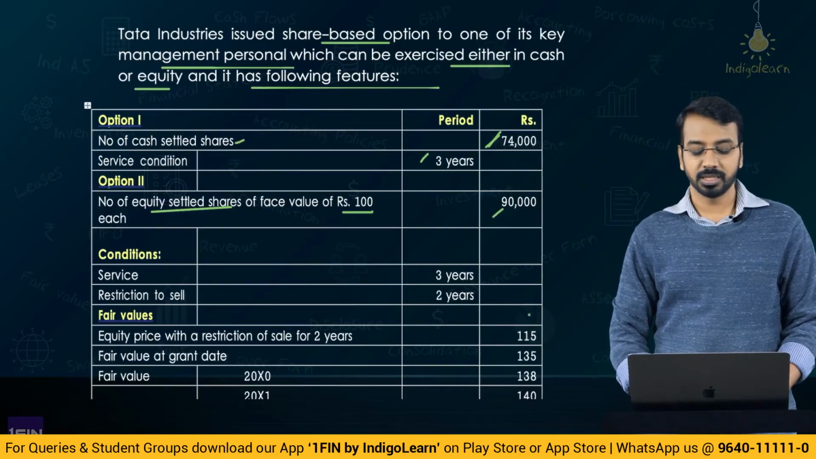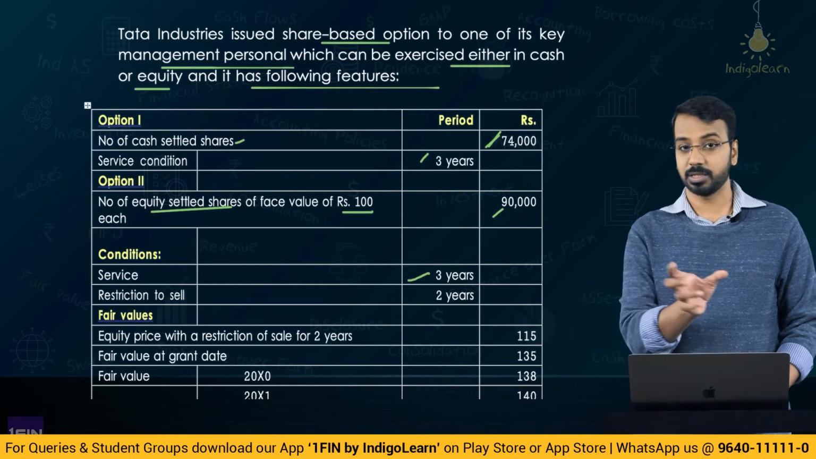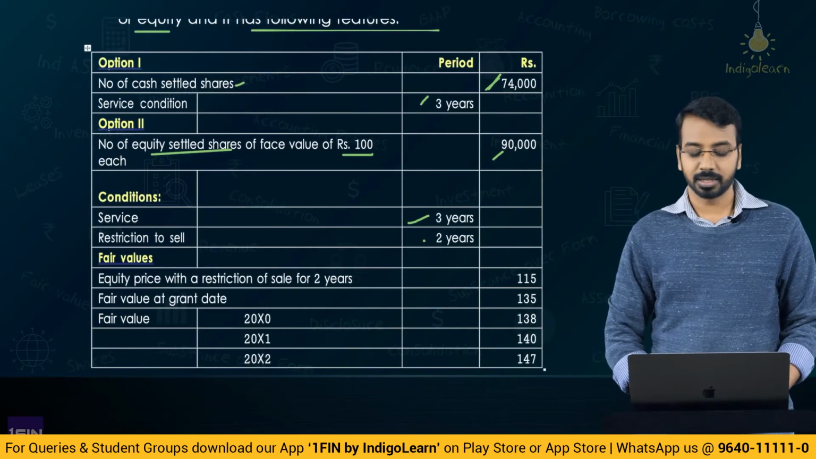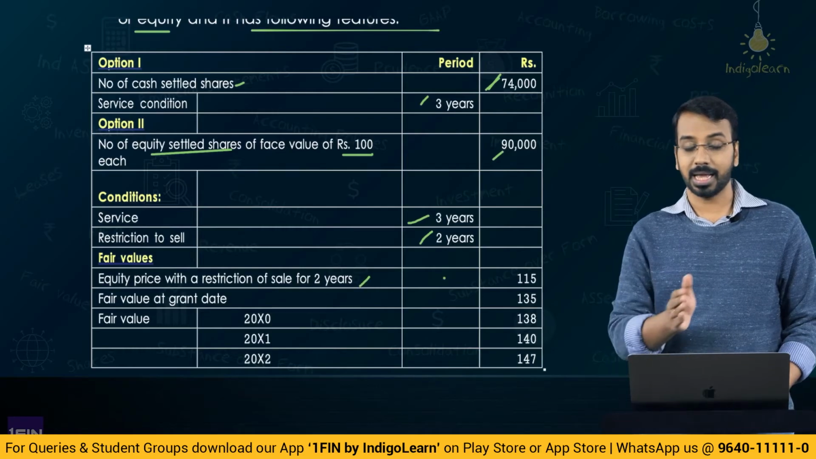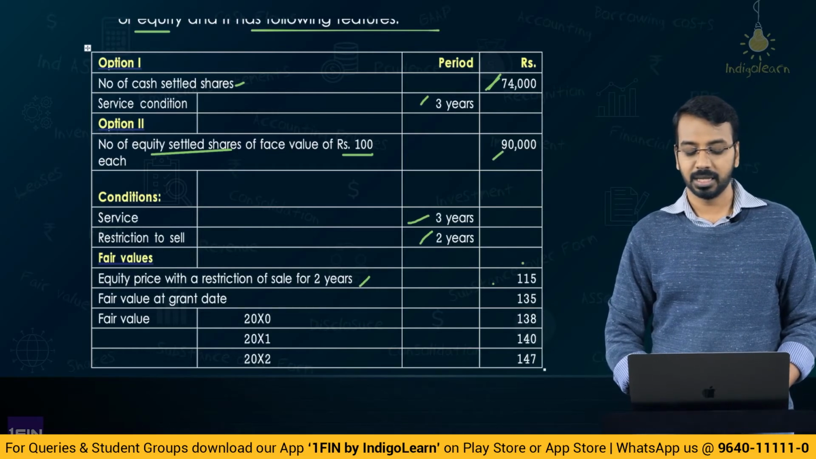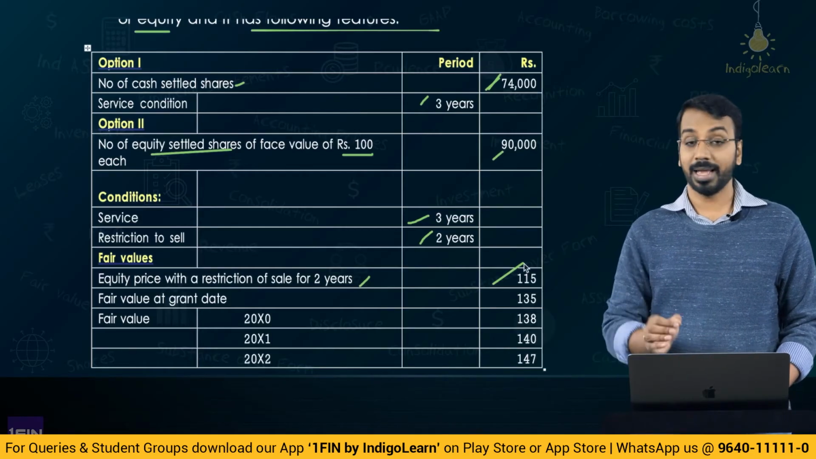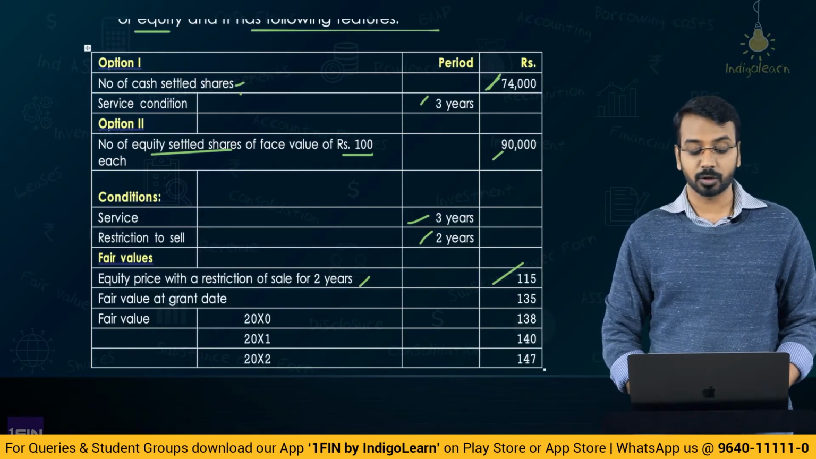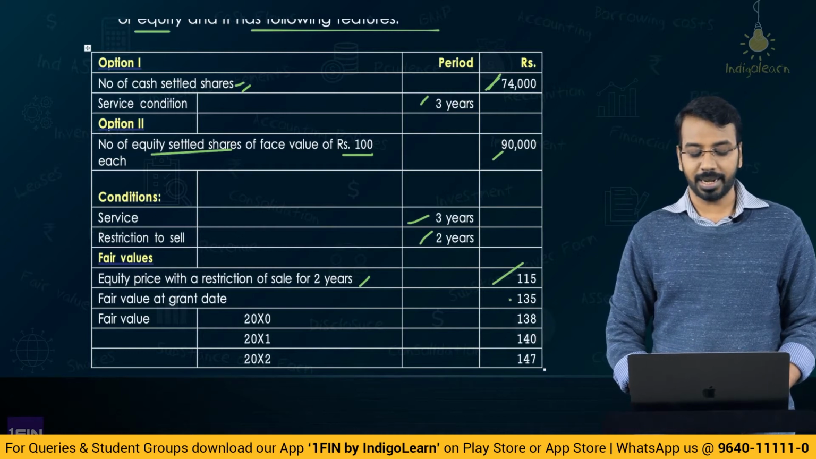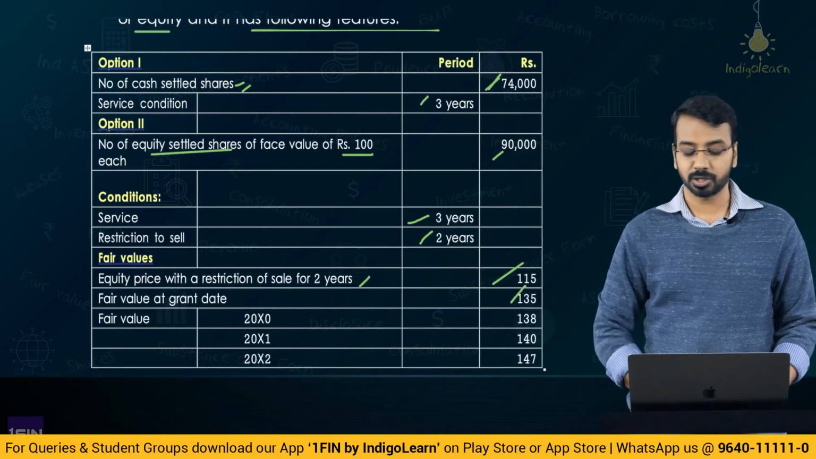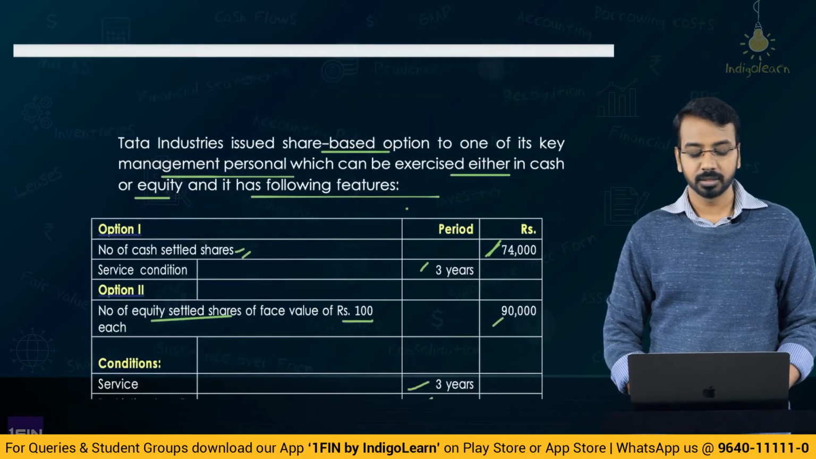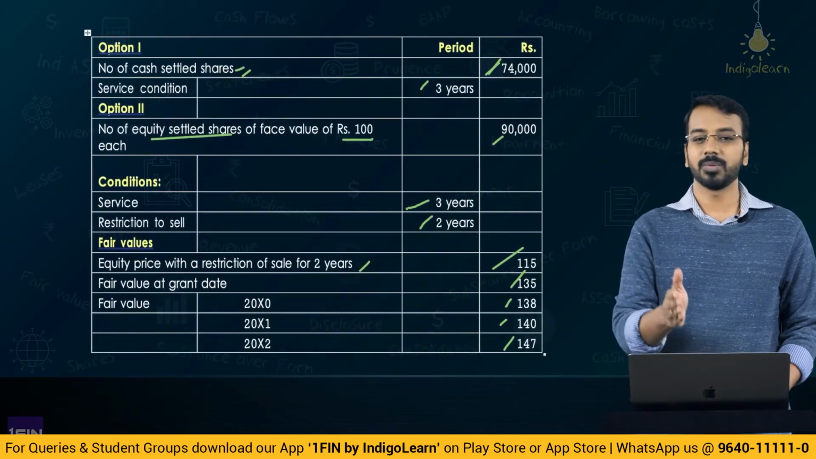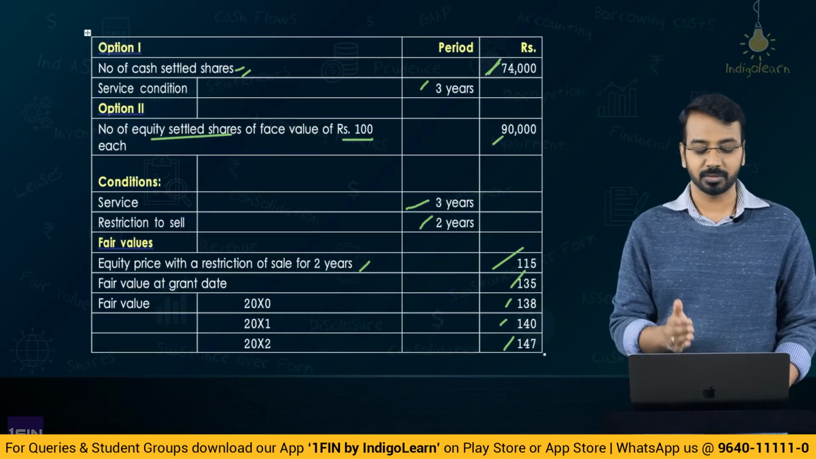For the second condition, there is a service period of 3 years, that is the vesting period, and there is a restriction to sell for 2 years. Equity price with a restriction to sale for 2 years, at the initial date or the grant date, is 115, that is the fair value as on the grant date for the share based option. Fair value at the grant date is 135 without the restriction. Then they have given fair value at the end of year 0, year 1 and year 2. When was it granted? It isn't mentioned, so we can assume that it was granted on maybe 1st of January of year 0 or any other grant date which is relevant.